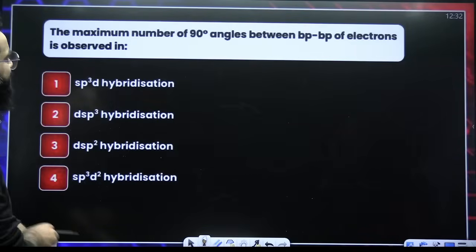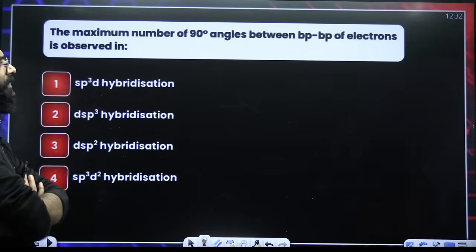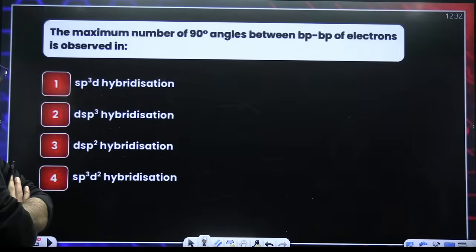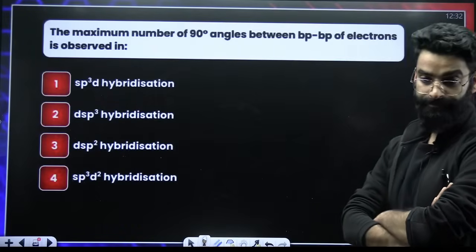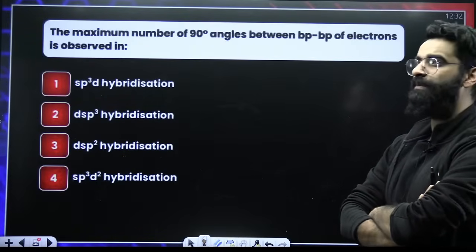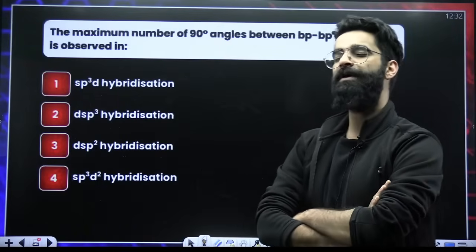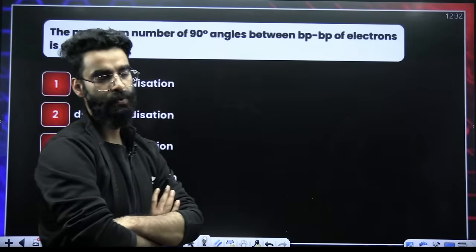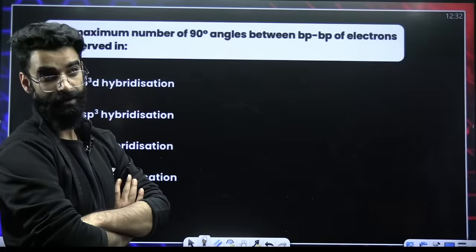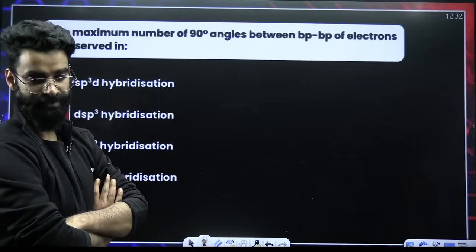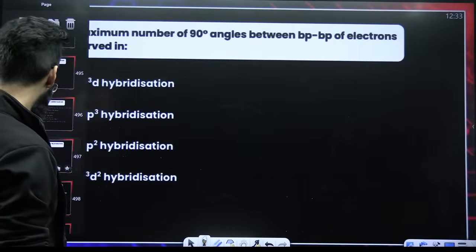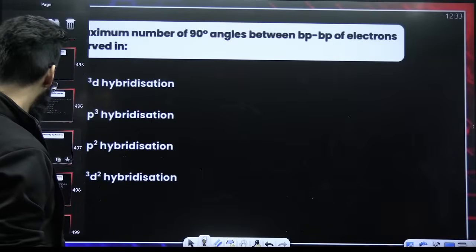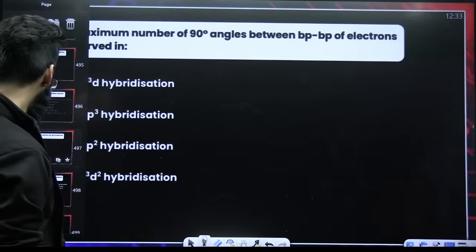The maximum number of 90-degree angles between bond pair of electrons. This question also I've told you yesterday. Maximum 90 degrees between bond pair. It has to be sp3d2, right? Octahedral, wherein there are 4 90 degrees between bond pairs. Right? Perfect.